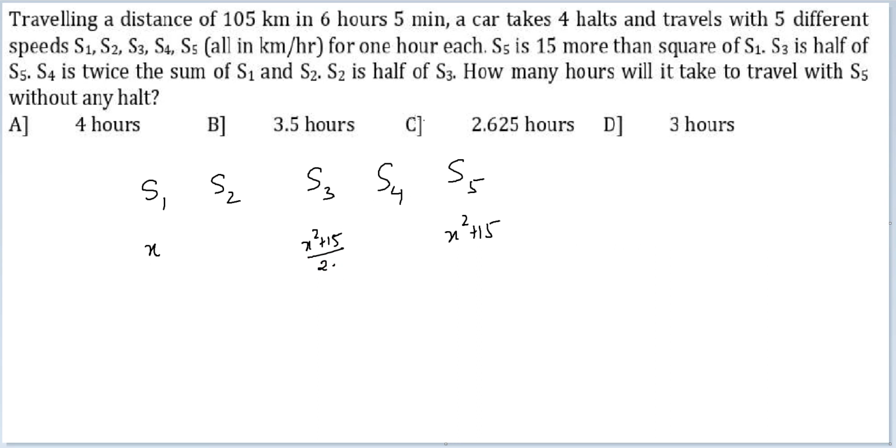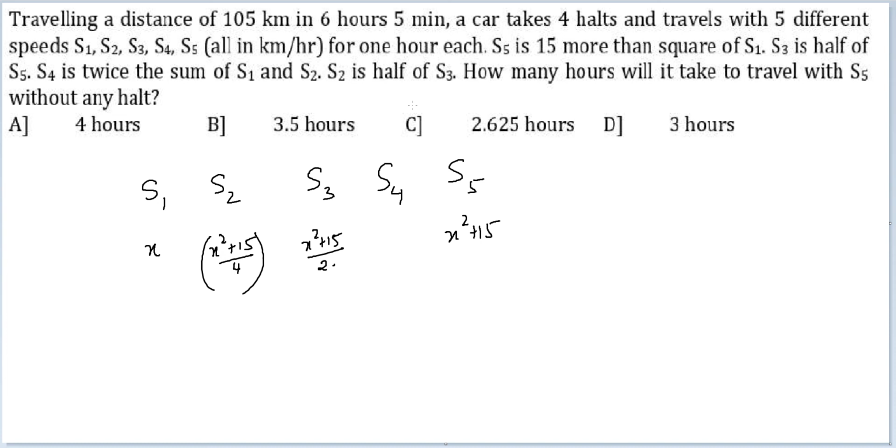Okay. S4 is twice the sum of S1 and S2. I don't know that yet. S2 is half of S3. This I can do: (x square plus 15) by 4. What sort of number am I dealing with here? 9 plus 15 gives me 24. So x equal to 3, hopefully not.